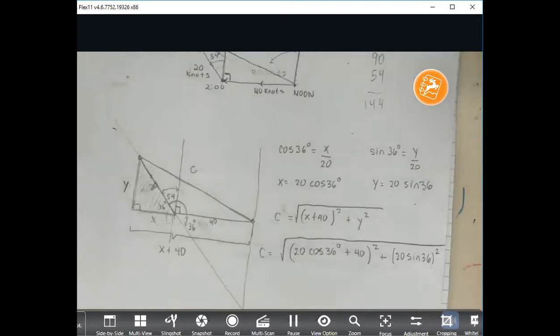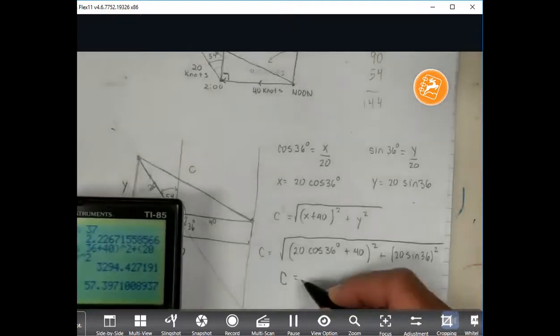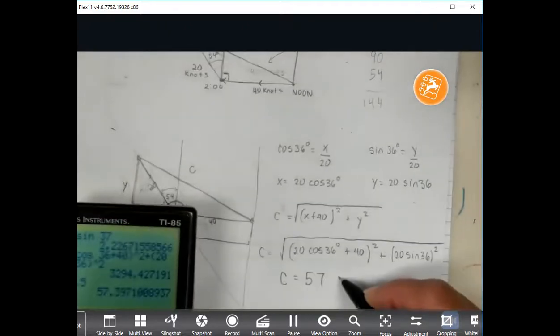So let me get that. Let's see. 20 times the cosine of 36 plus 40, all squared, plus 20 sine of 36, all squared. Add them together and then take the square root. And let me see what kind of distance I want. I want a whole number distance. So C is going to be 57 nautical miles.